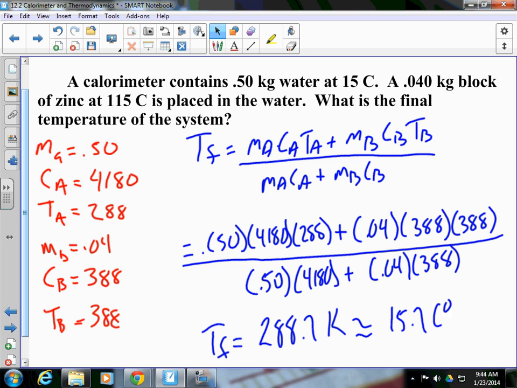So you can see by adding a very small piece of zinc at a very hot temperature, it raised the water, but not a whole lot. It only raised it really 0.7 degrees. So that is a calorimetry equation. You will do an example of one of those later in the week when we do our calorimetry lab.